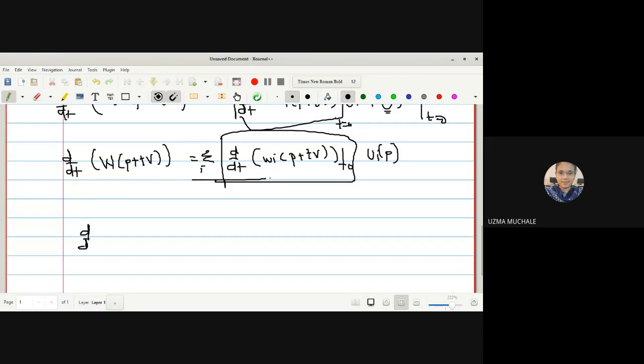Okay, let me write down d by dt of f of P plus TV at t equal to 0, which is nothing but Vp f. In place of f, what is here? It is Wi, right? Can you see the similarities?